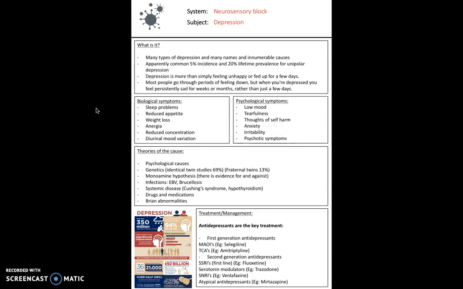In terms of treatment, antidepressants are a key treatment here. There are several types of antidepressants which were covered in a therapeutics lecture a little while back, and these can be divided into first generation and second generation antidepressants. But probably the one to be most aware of are SSRIs. These are the first line drug that we use, and an example of these is fluoxetine.